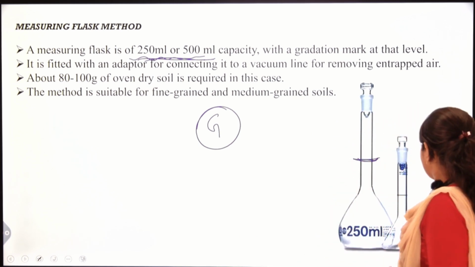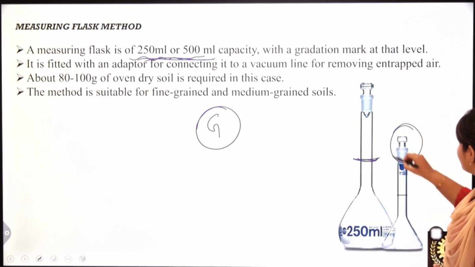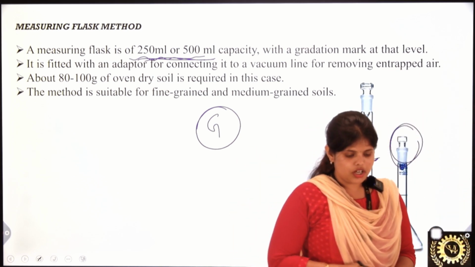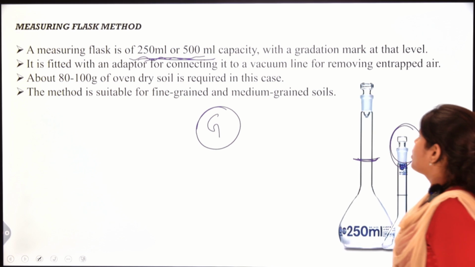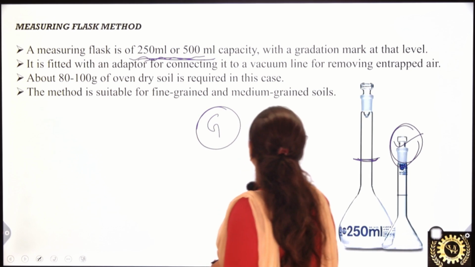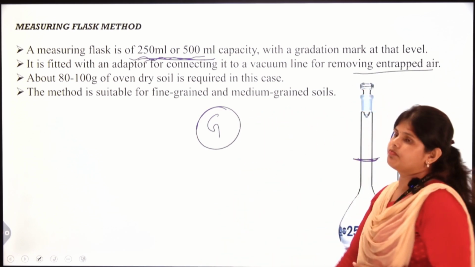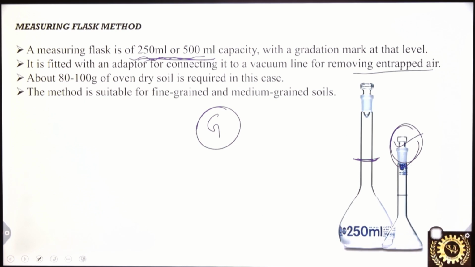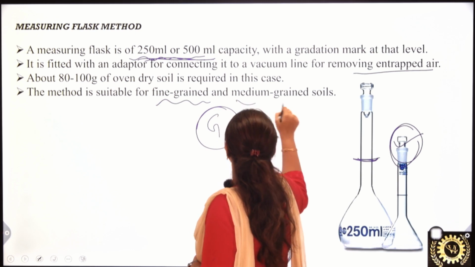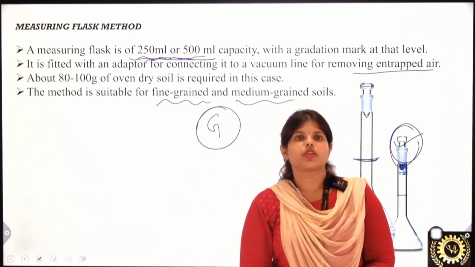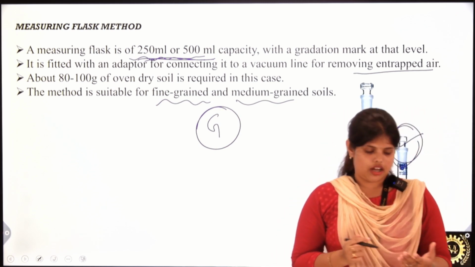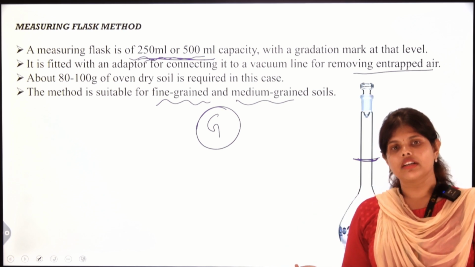Here the gradation mark is here, and this is the stopper, needed to stop air from passing through the bottle. This is the adapter, fitted to the vacuum line for removing entrapped air. This method is suitable for fine grain and medium grain soil. In this method, about 80 to 100 grams of soil sample we can take.